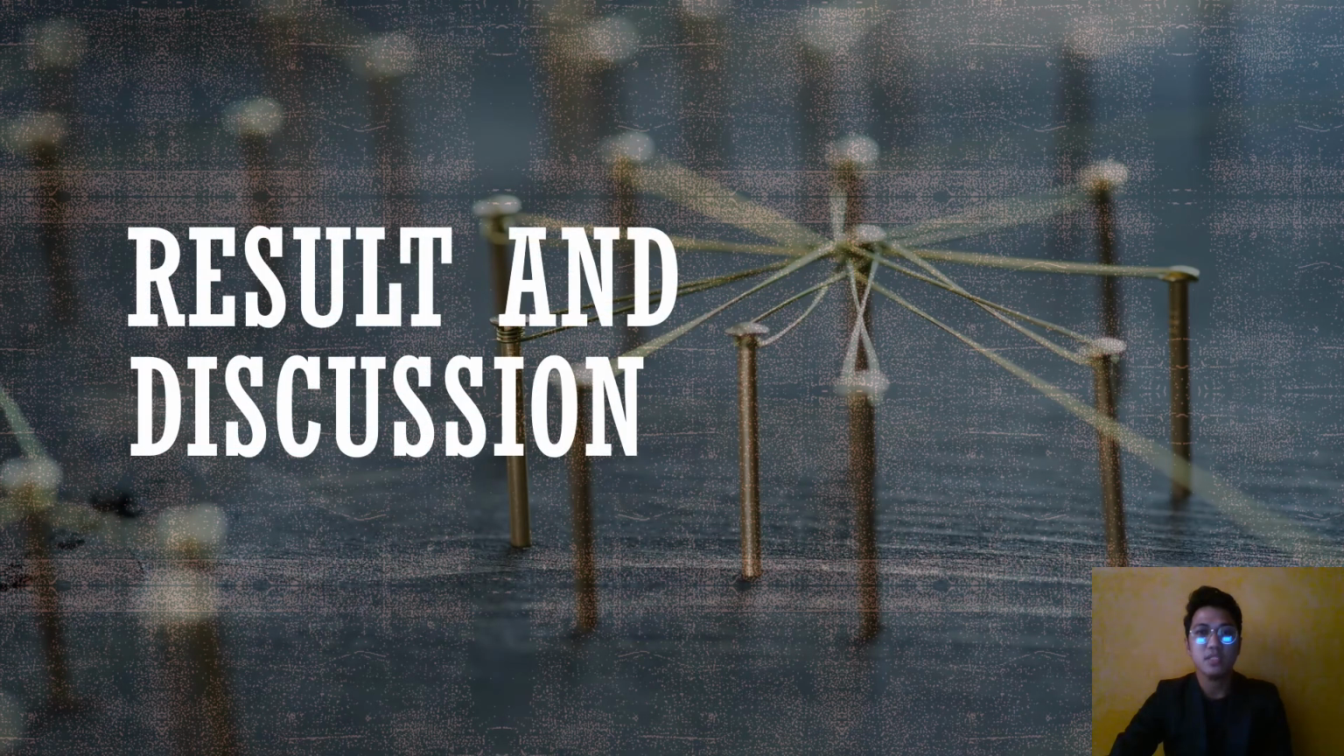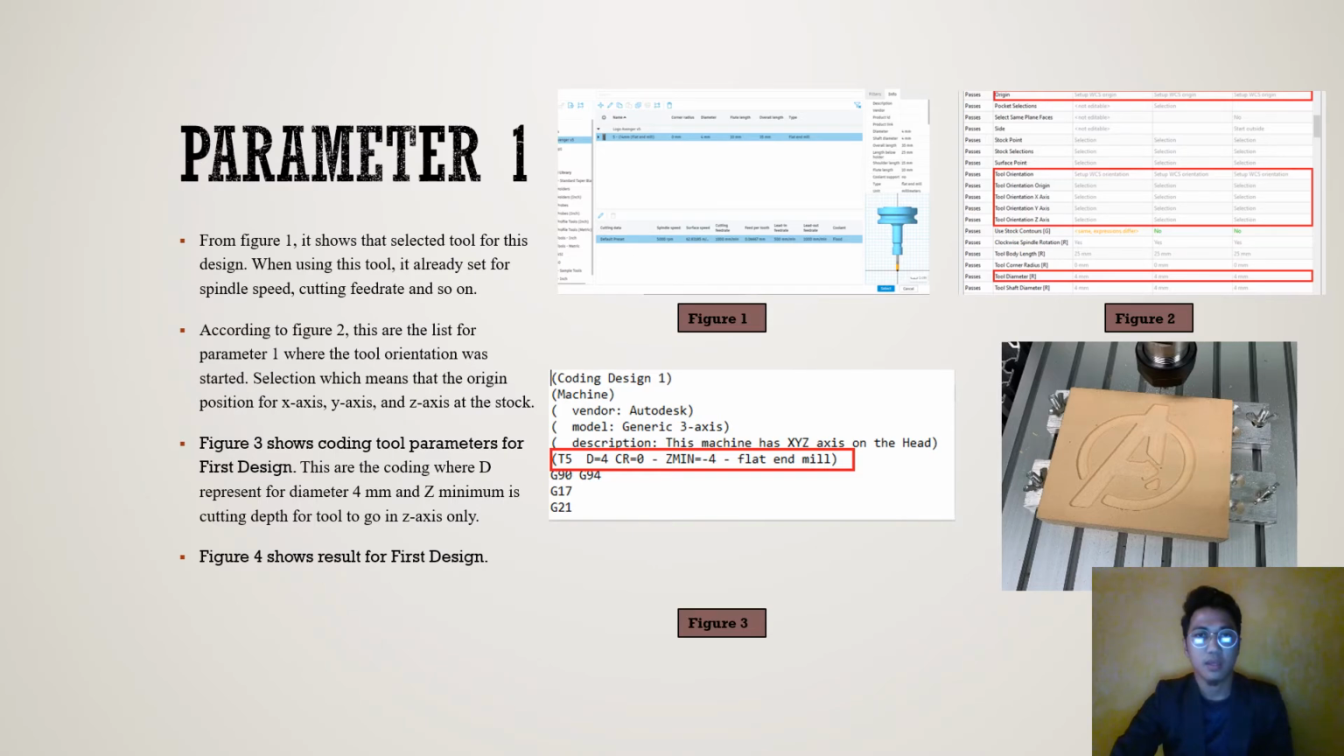Chapter 4, Result and Discussion. These are the parameter 1. The first design is using a 4 mm diameter tool. The first design has been successfully done and the process is run by a mini CNC milling machine. Before the CNC process is run, the process of generating the G code has been made. First, figure 1 shows the selected tool for this design. When using this tool, it is already set for spindle speed, cutting feed rate, and so on.